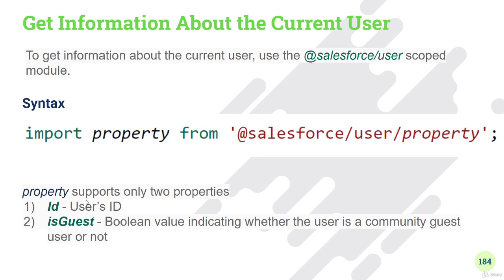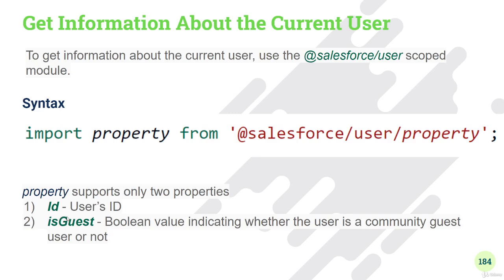And the properties that this module supports are ID and isGuest. So to know the user ID of the logged in user, you can give the property name as ID. And if you are in a community and you want to check whether your user is a guest, then you can use the isGuest property, which indicates true or false. If it is true, it means it's logged in as a guest.